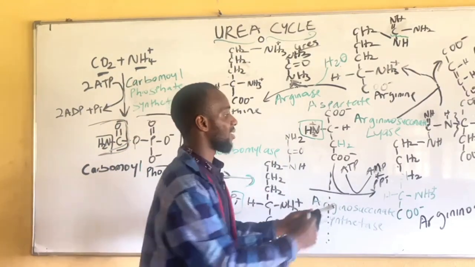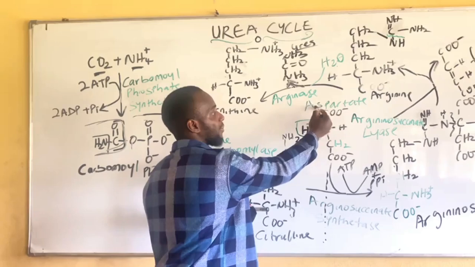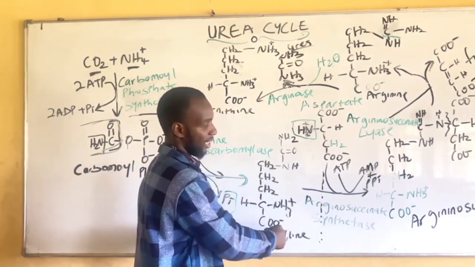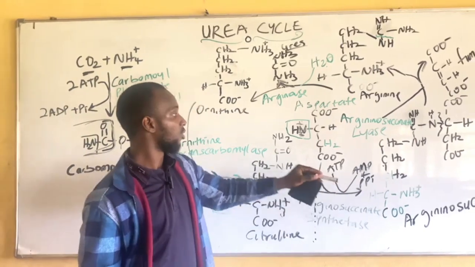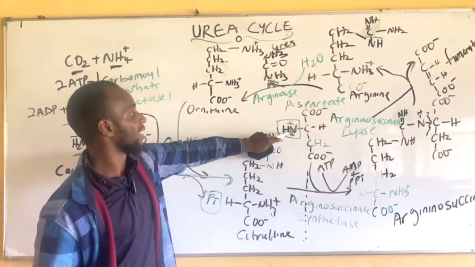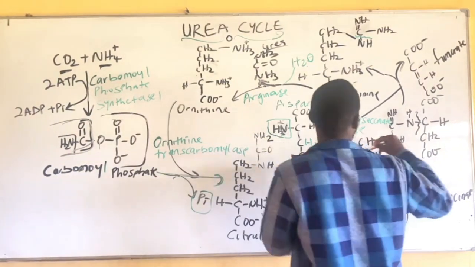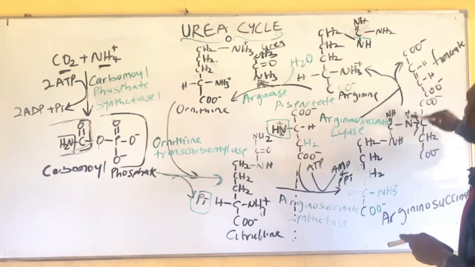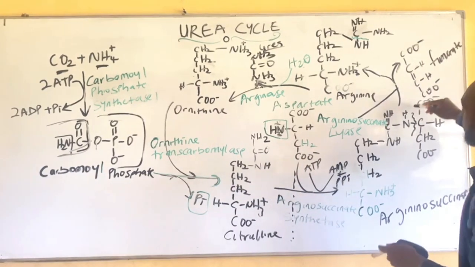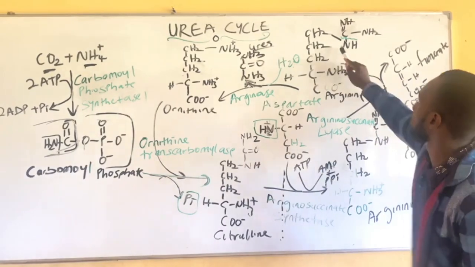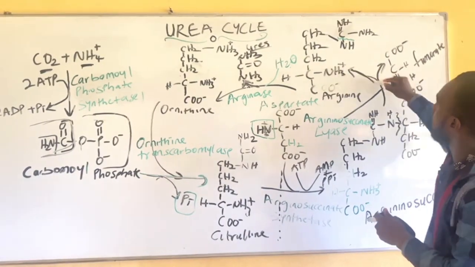The next step was the synthetase. Aspartate came in to combine with citrulline to form argininosuccinate, so that it can donate the amino group. When it has donated the amino group, it will split so that the carbon skeleton will leave and only the amino group will remain. See it here.